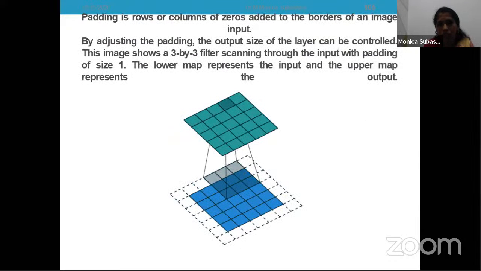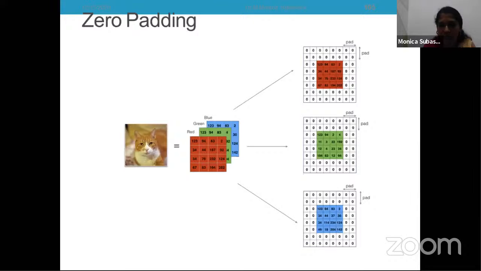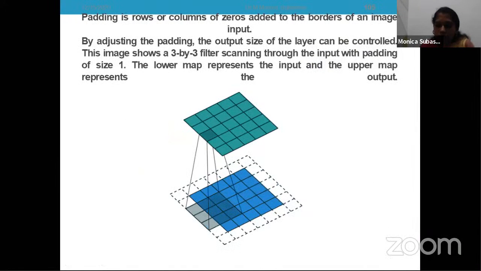So here also the filter is scanning through the input. The padding size is 1. You have to define the size of the pad. In the previous diagram, the padding size is 2. If the size is 2, then you have to include 2 layers around the image, 2 zeros. Animation will represent this. So each and every piece of information is not messed up. It is like including all the possible information.